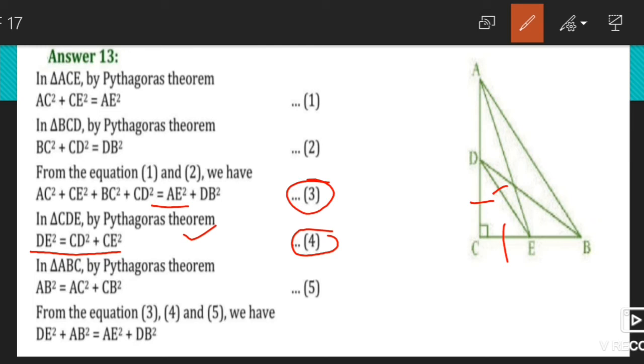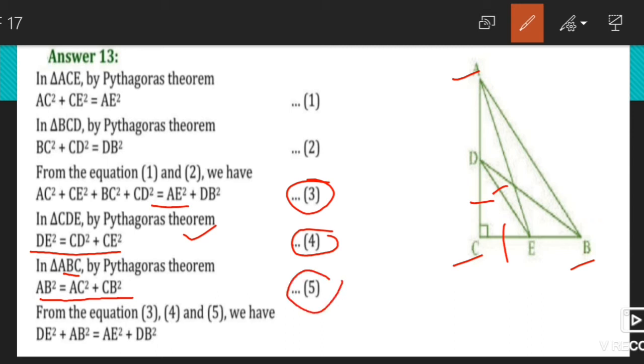Now in the whole triangle ABC, since ABC is a right angle triangle, you can say that AB square is equal to AC square plus CB square.